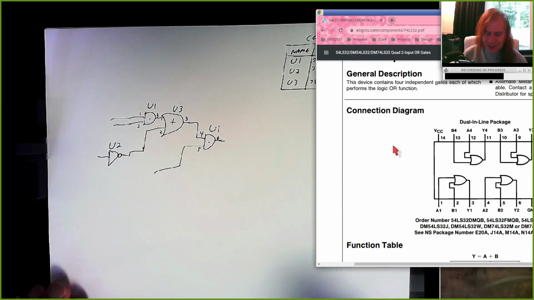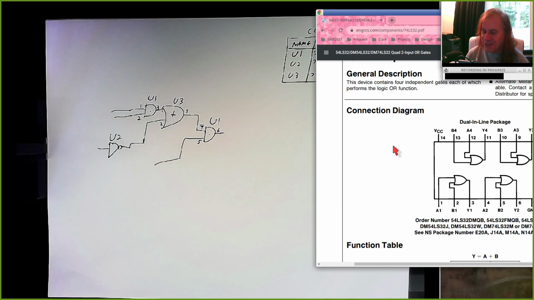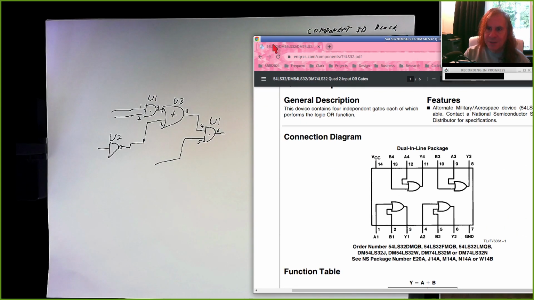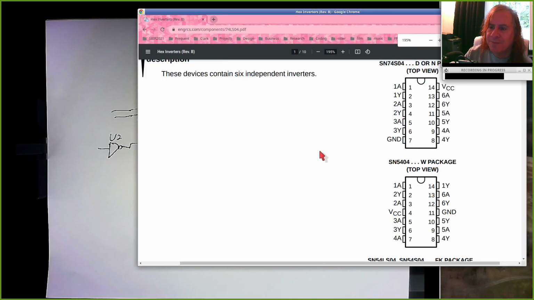And by the time I'm ready to draw with good dark ink on a clean sheet of paper with horizontal lines and so on, I already worked out the details of this on my scratch paper. Alright, and so an inverter 7404, we've got 6 inverters inside. That's why it's called a hex inverter.